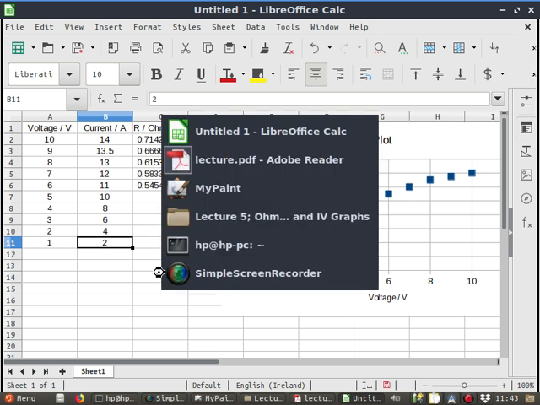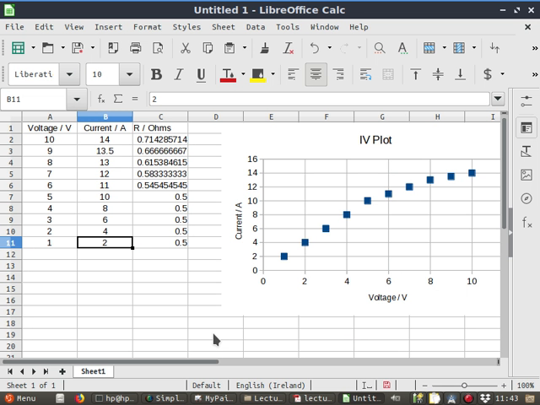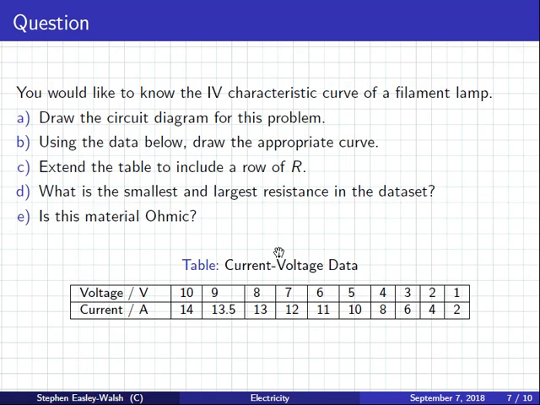What is the smallest and largest resistance? The smallest resistance is 0.5, and the largest? 0.7. That's fine, isn't it? And lastly, is this material ohmic?